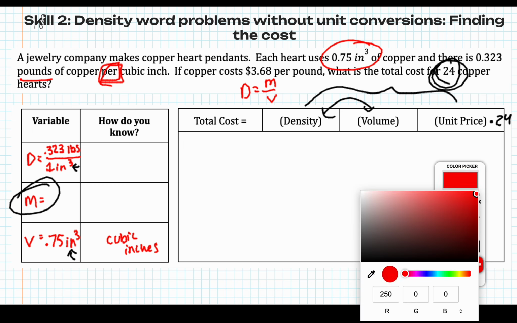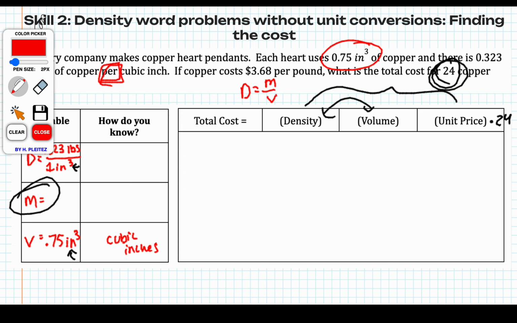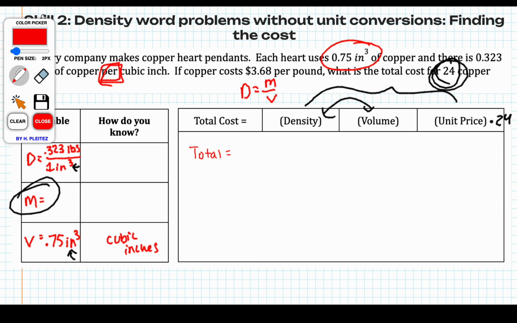So again, typically, even if you have no idea what's going on, these are common on the Regents exam. So when in doubt, just multiply all your values, be mindful of your units, and you'll get some partial credit there. So total equals, now our density is 0.323 pounds per cubic inch times our volume, which is 0.75 cubic inches, and I'm just going to put this over 1 so it looks nice and uniform. But again, there's no units there because we're just putting it over 1 to make it pretty.